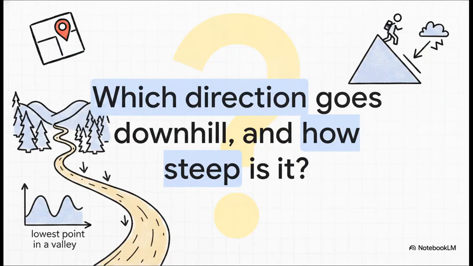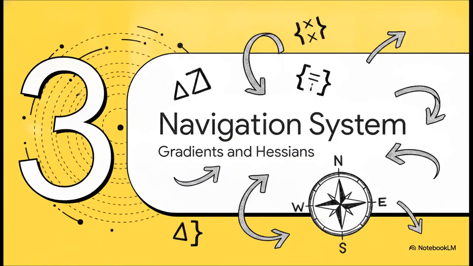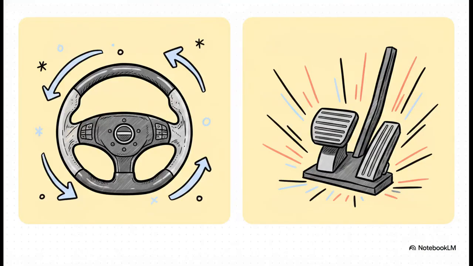Okay, so we have our GPS destination set, and we know we want an accurate but simple model. The next question for the algorithm is navigating the actual terrain. If you're standing in a super dense forest trying to reach the absolute lowest point in a valley, you need to know two things: which direction goes downhill, and exactly how steep is that hill. And that leads us to section 3, the navigation system, gradients and Hessians. This is where XGBoost introduces some seriously intelligent math to course-correct its errors.